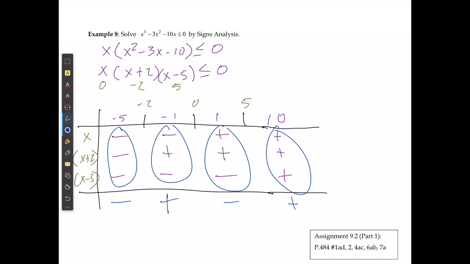I look back up at the top, and I'm going to say, oh, well, I want it for when it is less than 0. I want it for when it's negative. It's negative here, it's negative here. Then I need to just state, well, what is the solution regions in there? The solution regions are going to be when x is less than negative 2, or when it's between 0 and 5, 0 is less than or equal to x, which is less than or equal to 5. And there's my answer.